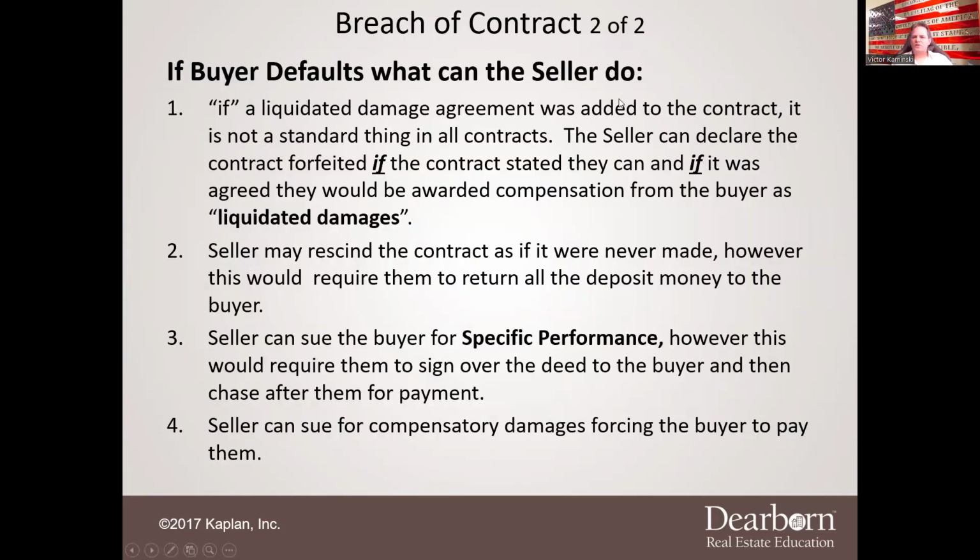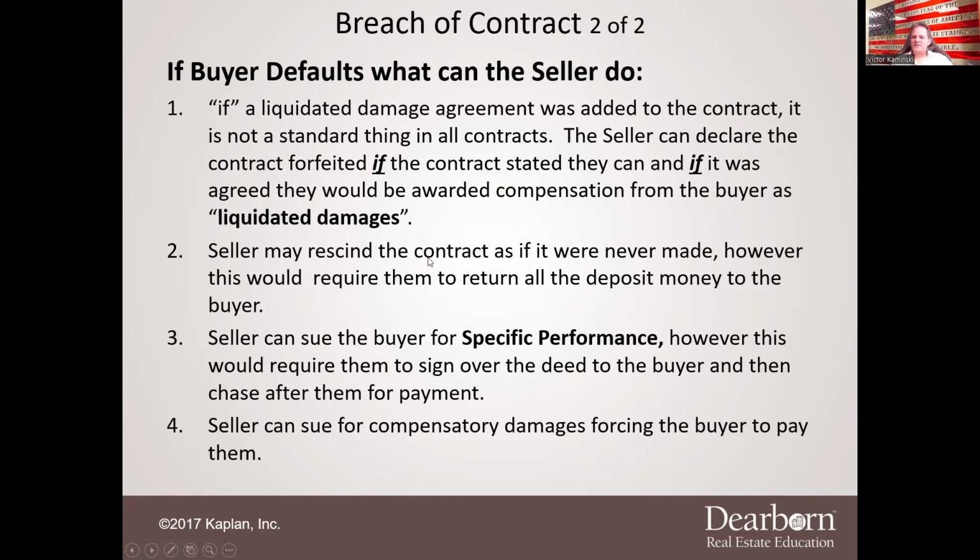Now, if a buyer defaults, what can the seller do? If there was a liquidated damage agreement added to the contract, the book makes it sound like every contract has that as a default part, which it is not by default. You would have to add a liquidated damage agreement into the contract. It is not a standard thing in all contracts. The seller can declare the contract forfeited if the contract stated they can, and if it was agreed that they would be awarded compensation from the buyer as liquidated damages.